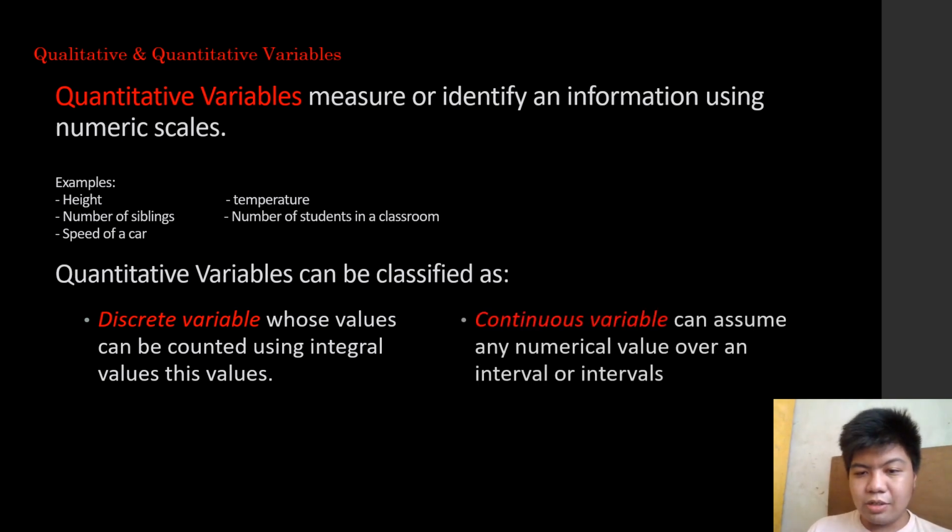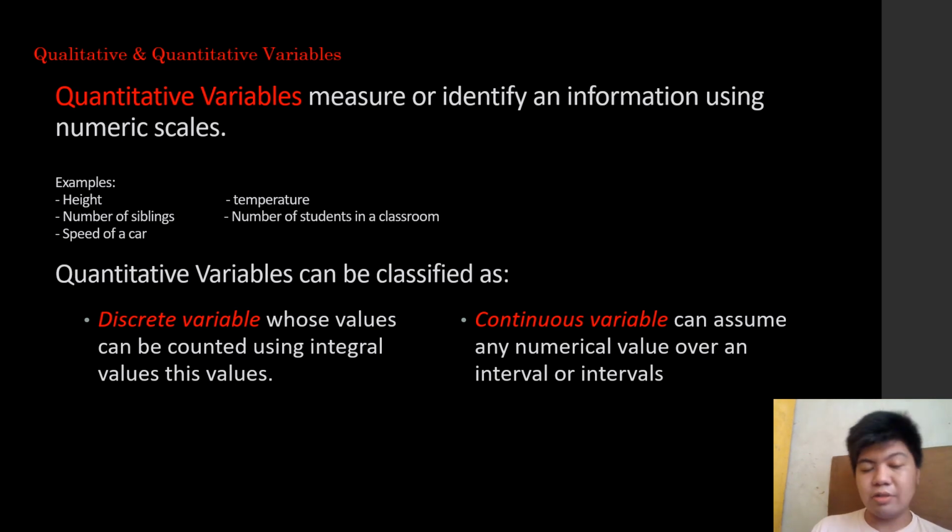Next is continuous variables. It can assume numerical values over an interval or intervals. You can put a decimal point on this variable since it is measured, kaya height is an example of a continuous variable.